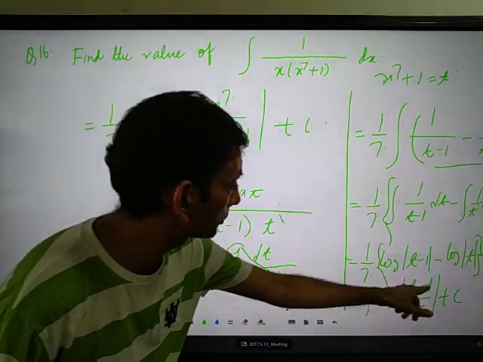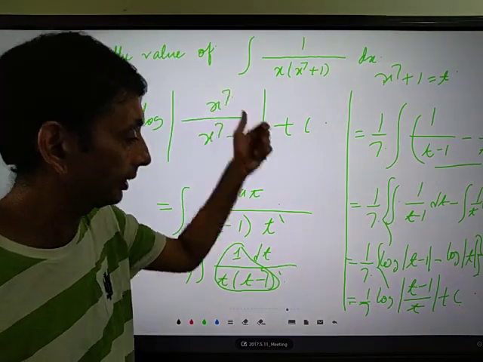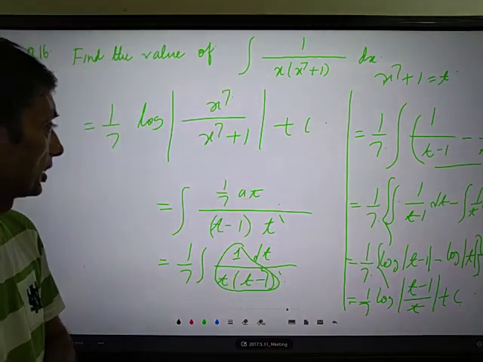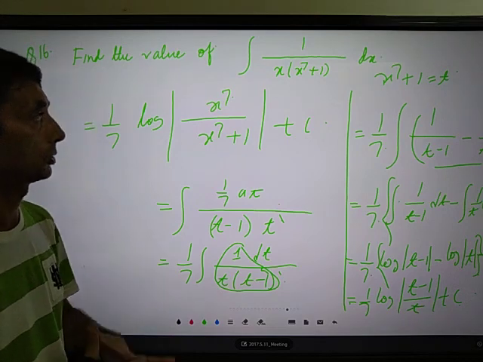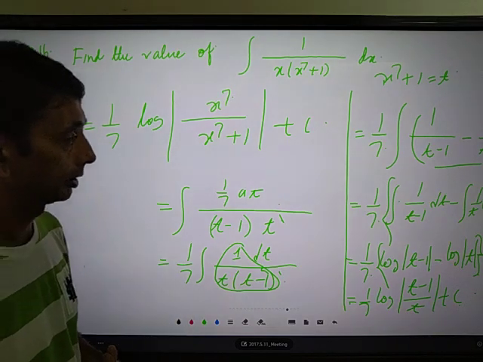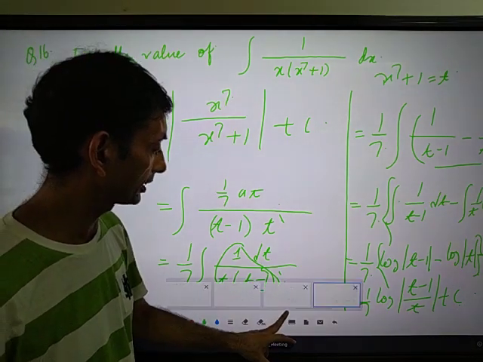So t minus 1 gives you x to the power 7, and the t value is x to the power 7 plus 1 plus c. So this is the method, right? Okay, and let's move to the next question.